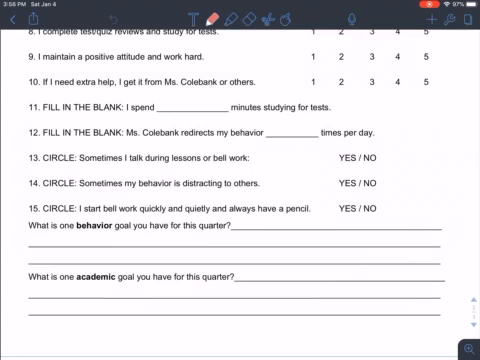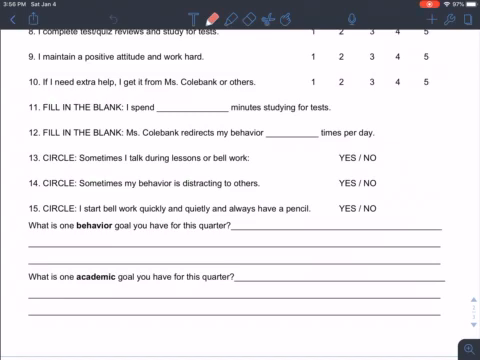Okay, how many times am I telling you, hey, I need you to sit down. Hey, I need you to get a pencil out. Hey, I need you to talk quietly. Things like that. Number 13, you need to circle yes or no. Sometimes I talk during lessons or bell work. Okay, so yes or no. Do you do that or do you not?